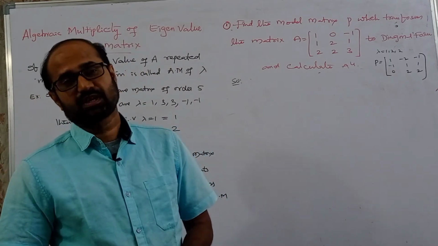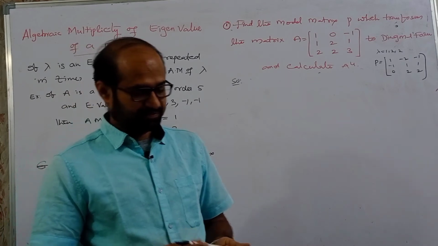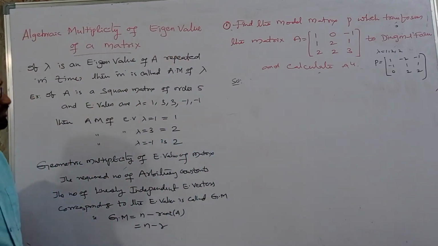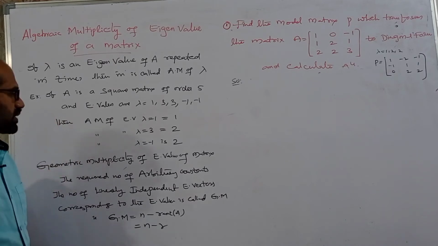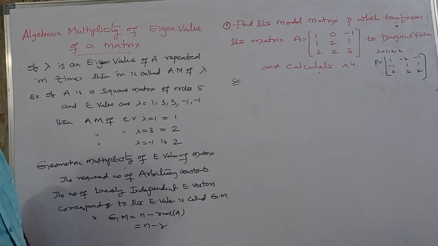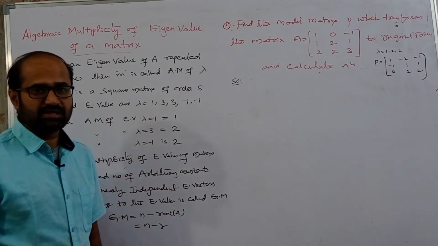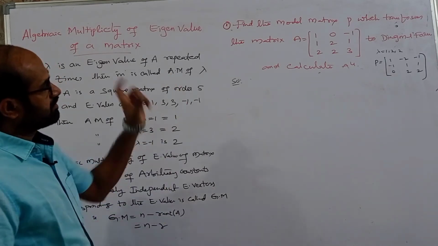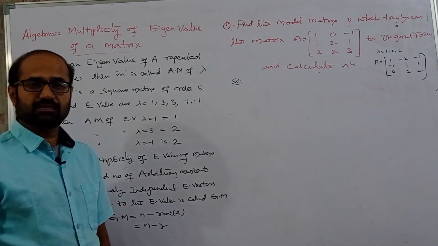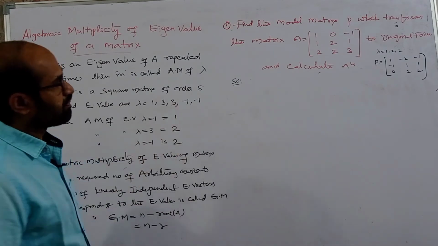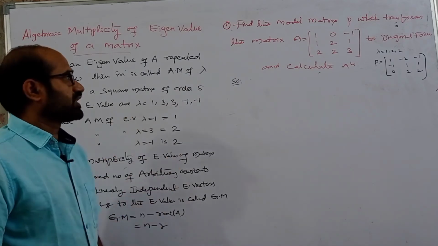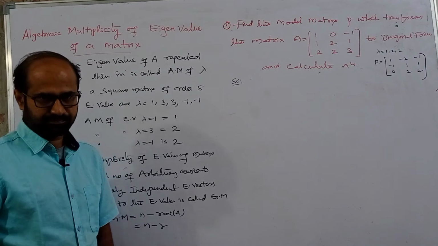Friends, today I am going to teach what is the algebraic multiplicity and geometric multiplicity of eigenvalue of a matrix. Then after that I will take one matrix and we can find the model matrix of the matrix A and we can transform it into diagonal form.